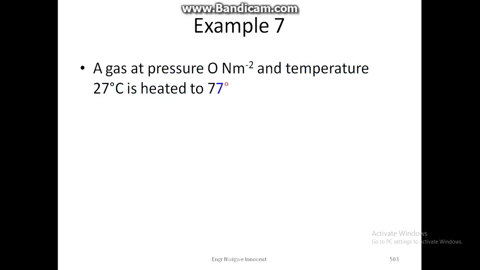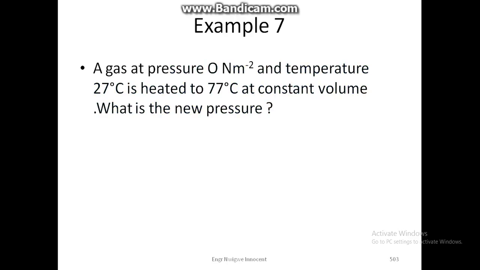Example 7. A gas at pressure P Newton per meter squared and temperature 27 degrees centigrade is heated to 77 degrees centigrade at constant volume. What is the new pressure?